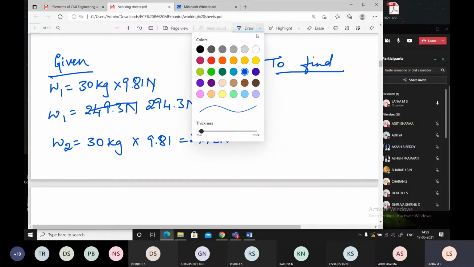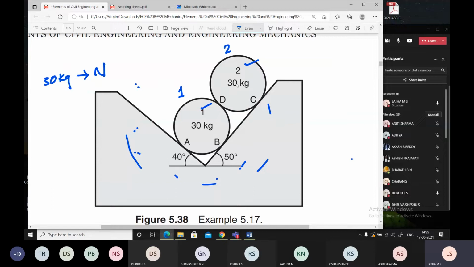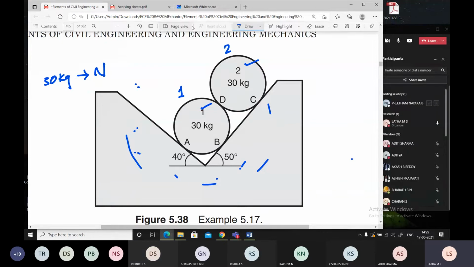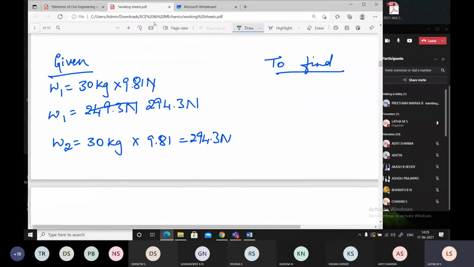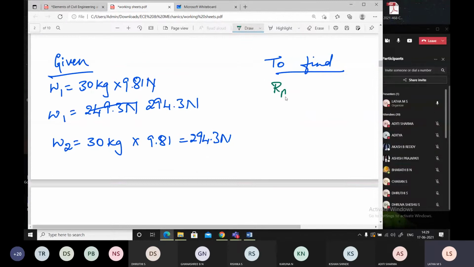To find what, students? What has to be found? Reaction exerted. Where are the reactions which have to be calculated? A, B, C, D. Very good. I'll represent them as RA, RB, RC, and RD. Isn't it?